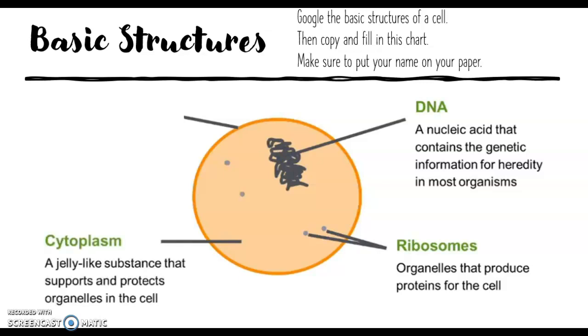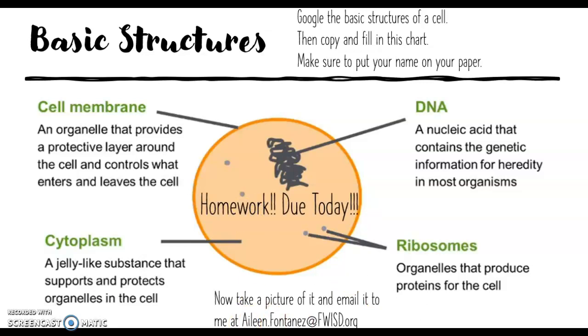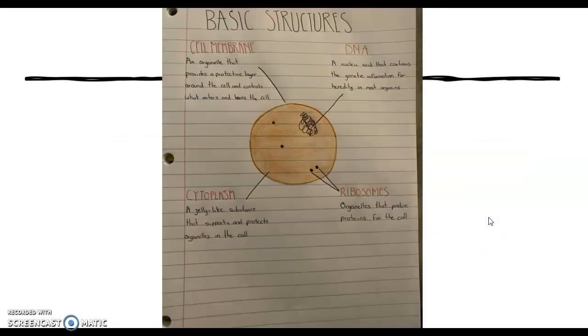Cytoplasm, that's a jelly-like substance that supports and protects organelles in the cells. And the cell membrane, that provides a protective layer around the cell and controls what comes in and out of the cell. So take a moment, pause this video, and copy this diagram. Once you do, all of your assignments will be emailed to me at this email here. So this is homework that's due today. All right, it looks something like this that you'll take a picture of and email it to me.